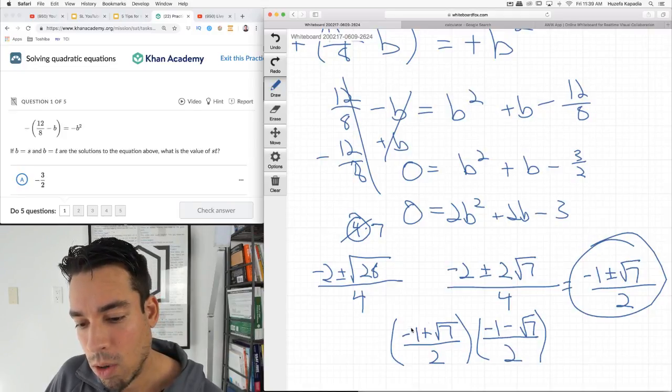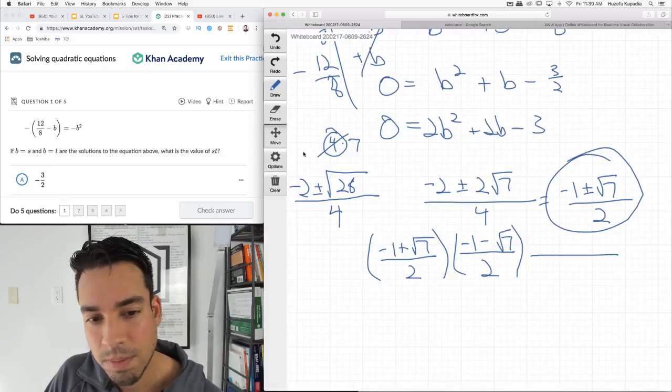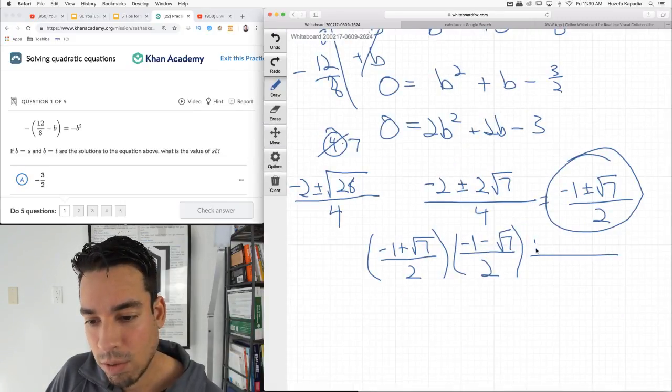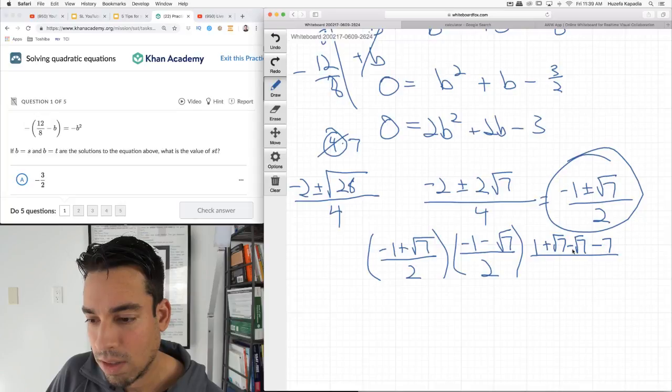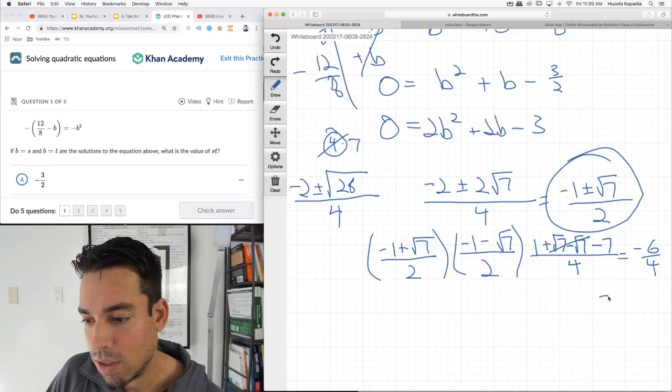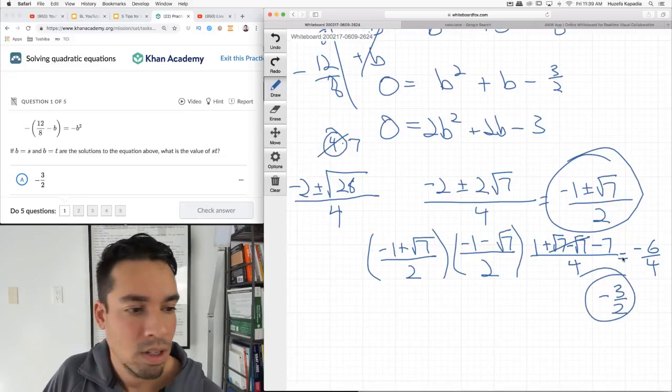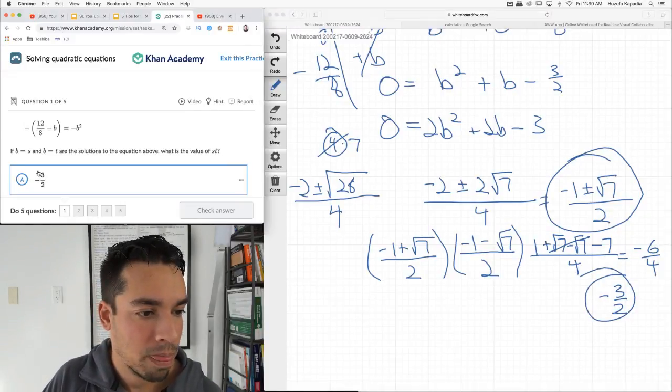Now we're going to multiply across. On the numerator, negative 1 times negative 1 is 1. Negative 1 times square root 7 is negative square root 7. Square root 7 times negative 1 is... positive square root 7. And then square root 7 times square root 7, with the negative, is negative 7. These cancel out. On the bottom, we have 4. So then we have 1 minus 7 over 4. 1 minus 7 is negative 6 over 4, which is negative 3 over 2. So I guess it is A.